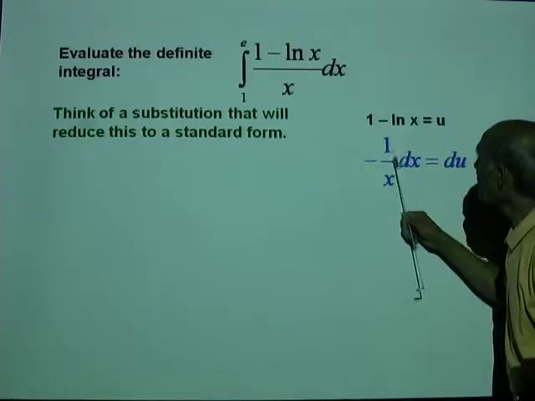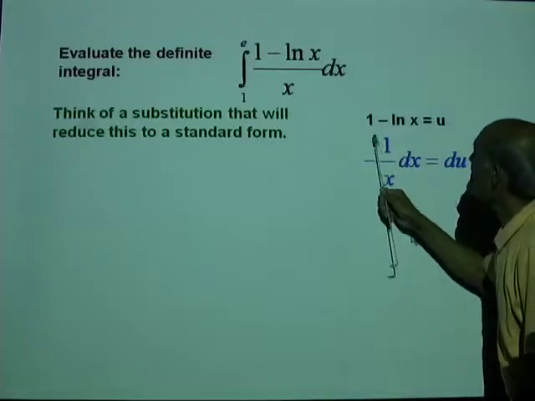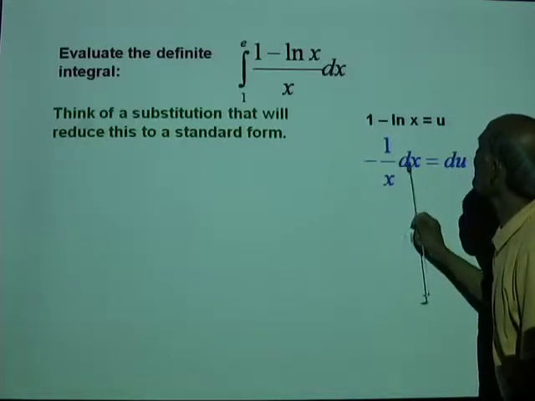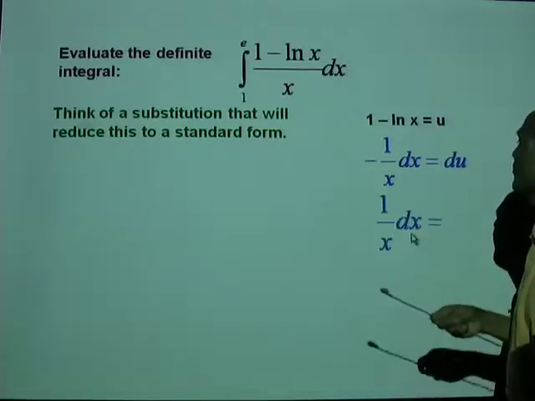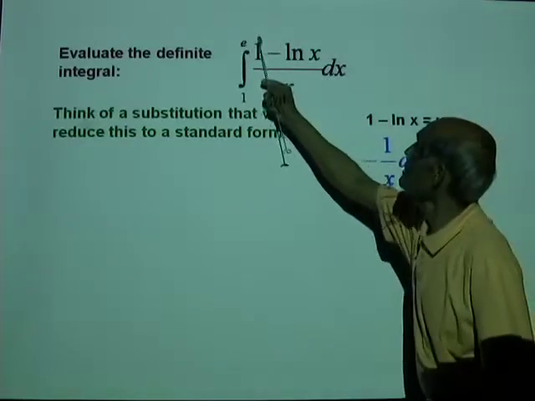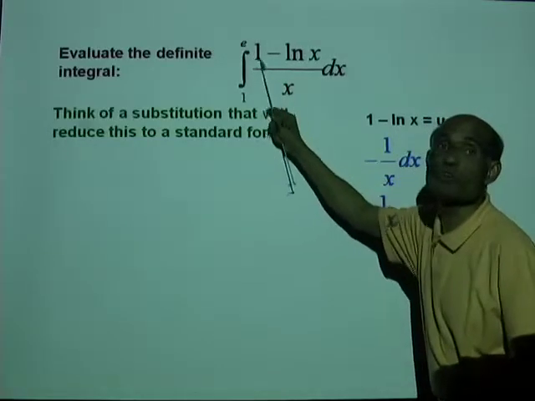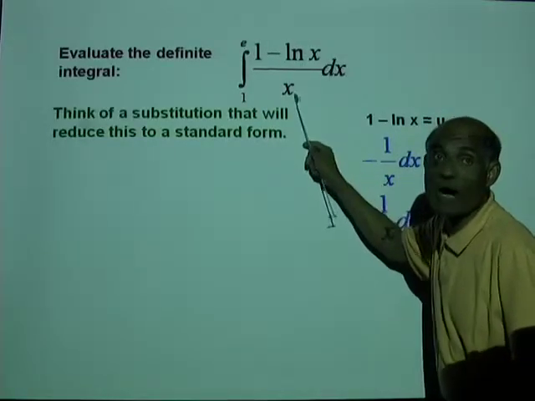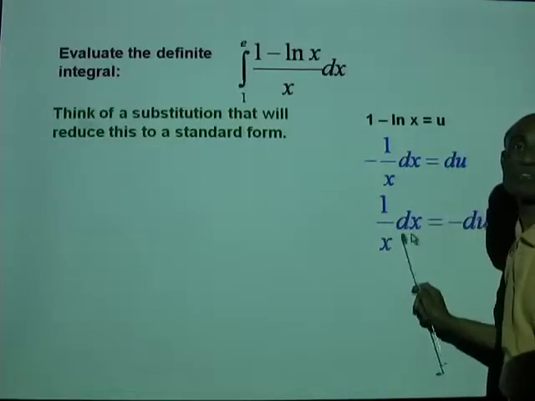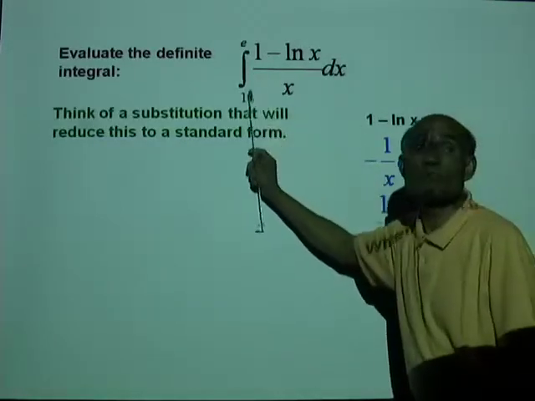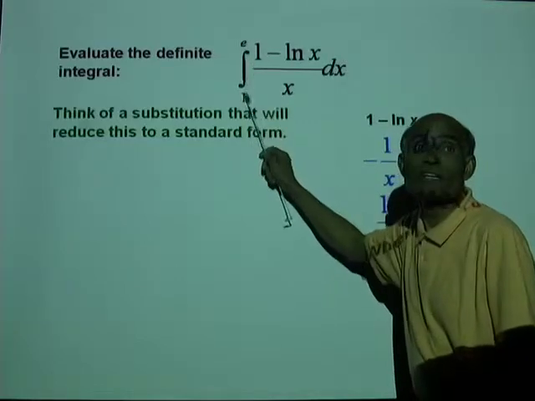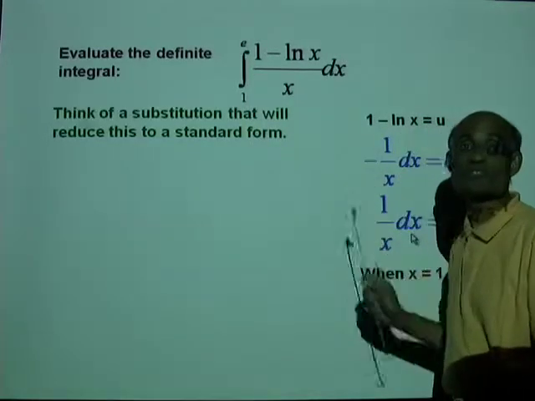So negative 1 over x dx equal to du, and therefore 1 over x dx. See, when this becomes u, you need to replace 1 over x dx. 1 over x dx is negative du. Let's do that.